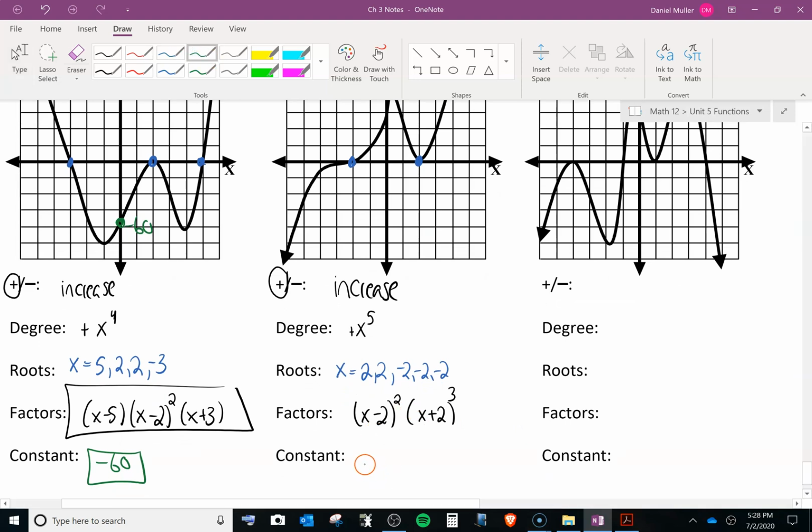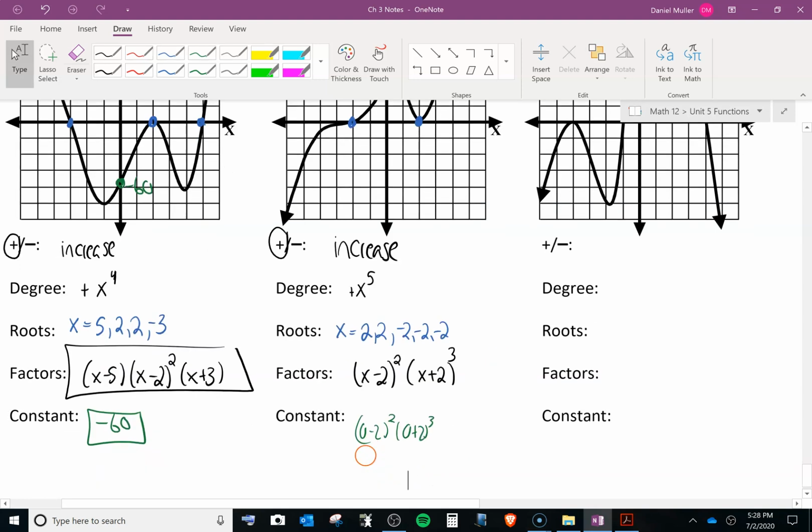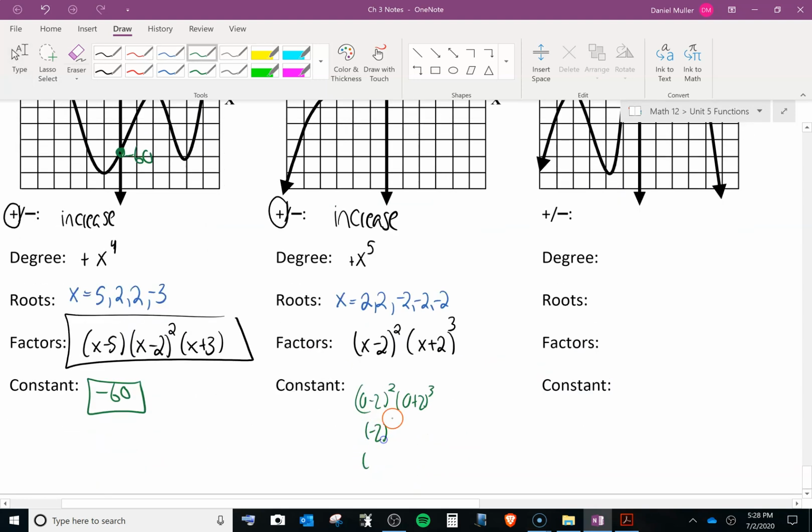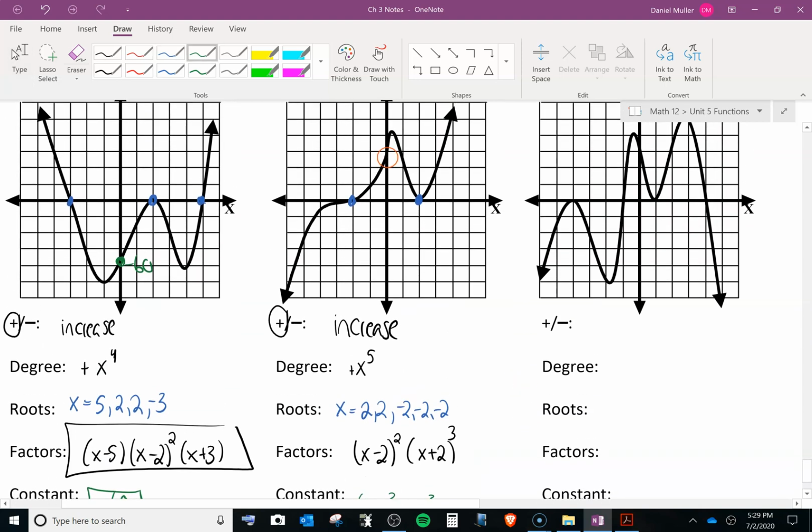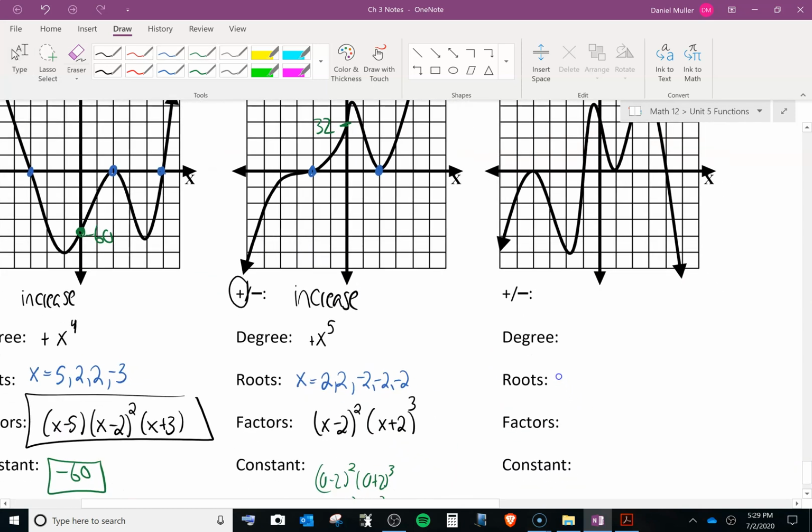Constant, there's so many here, I'm just going to go 0 minus 2 squared and 0 plus 2 cubed, just to double check. So this is a negative 2 squared and 2 cubed. That's a 4, and that's an 8, which is 32. And okay, well, I guess that's 32 roughly. You don't have to label that, but that's what it looks like it is.